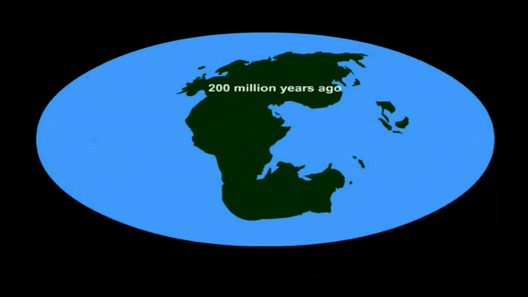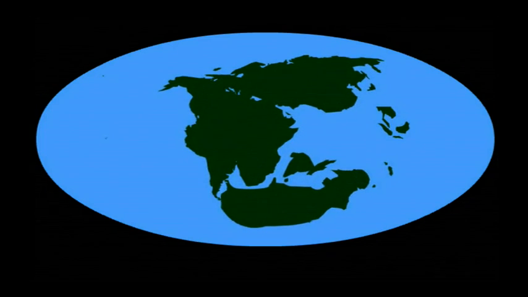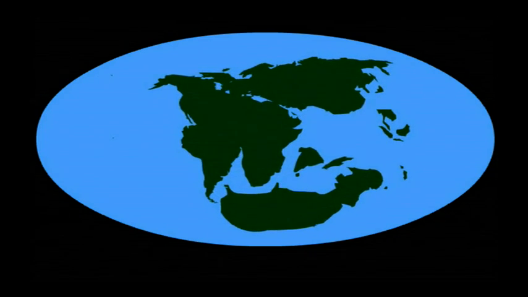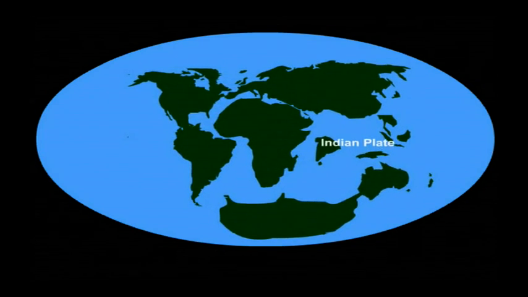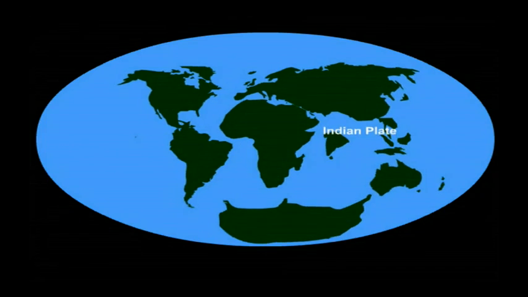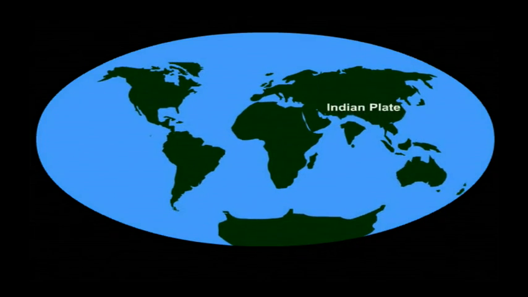Over 200 million years ago, all the continents of the world were clubbed together in a massive landmass called Pangaea. Pangaea then split up into the continents that we know today. Over the eons, these continents moved to their present position. The Indian plate broke away from the southern landmass and moved up north by northeast to collide with the Eurasian plate.